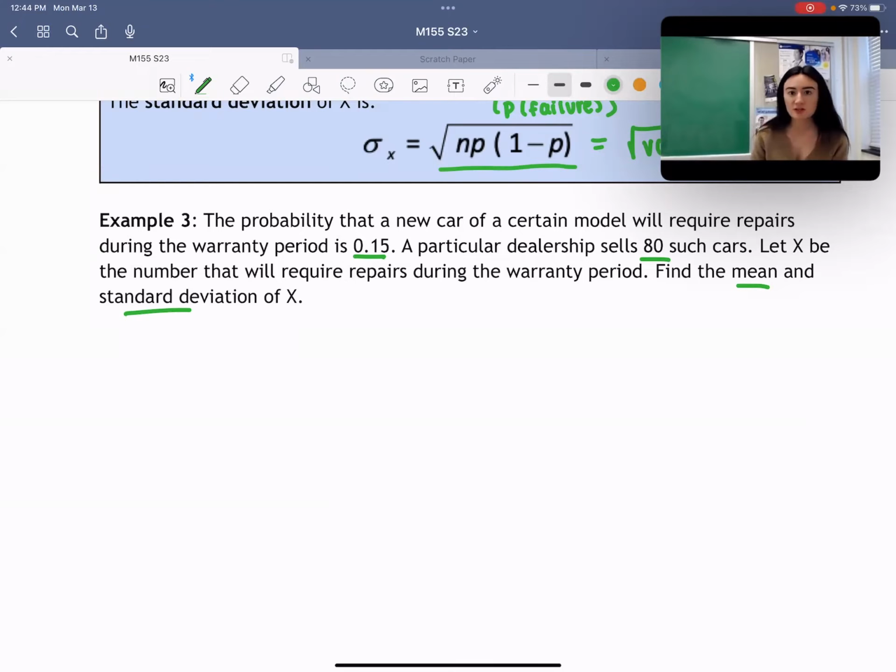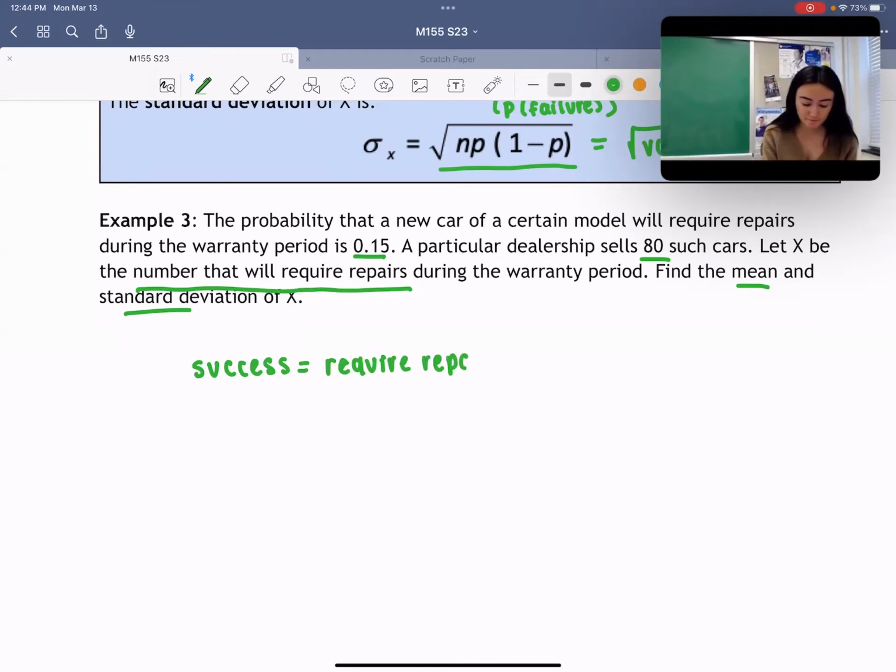So first of all, we need to figure out what success actually means here. Because X is the number that will require repairs, the idea of success is actually requiring repairs. I know it doesn't sound like a success to require repairs, but in this situation, it actually is a success for someone to have a repair. Success doesn't have to mean good or bad. In this situation, we have 80 cars, which is the number of trials, or the number of things. And p is our probability of success, or 0.15.